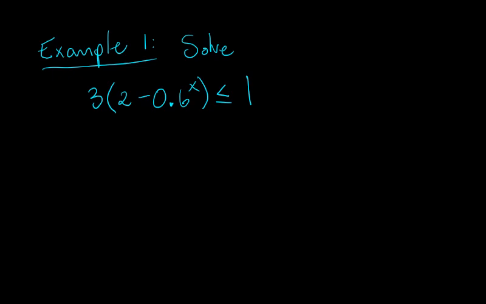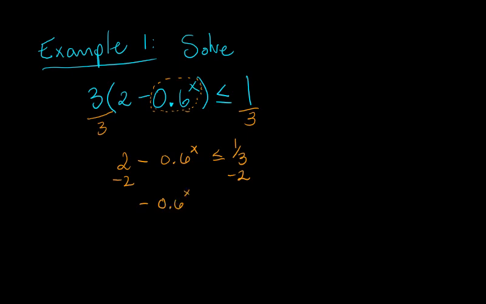We want to try to get the exponential part, this thing right here, alone first before we ever use a logarithm. So I'm going to first divide by 3. And I'm going to get 2 minus 0.6 to the x is less than or equal to 1/3. And then I'm going to subtract 2. And so negative 0.6 to the x is less than or equal to negative 5/3.